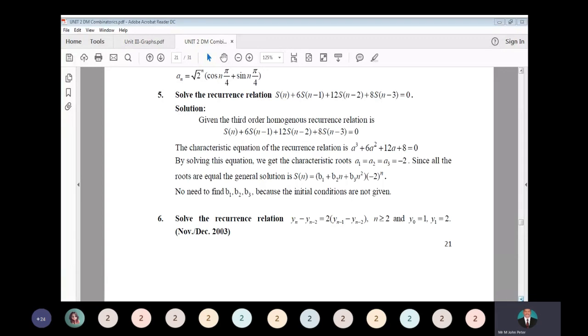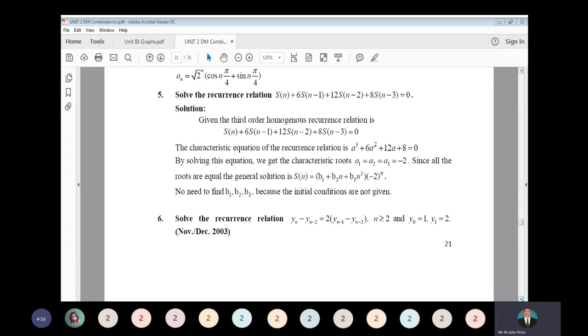Solving this characteristic equation, by long division method, otherwise use a calculator, we can find the third degree equation's roots. You will get the roots a1, a2, a3 as minus 2, so all the roots are equal. So the general solution is s of n equal to b1 plus b2n plus b3n square into minus 2 power n. See that for a repeated root, that is 3 times, s of n equals b1 plus b2n plus b3n square times minus 2 power n, where b1, b2, b3 are constants.